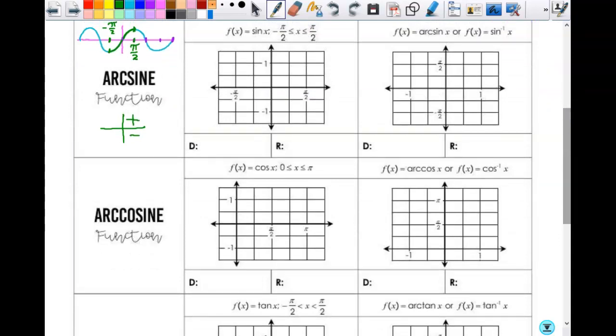So at negative pi halves, what is the sine value? Negative 1. At pi halves, we're at 1. And then at 0, we're at 0. And it's this piece right here, so it looks like this. And the way it curves is important there. So for this little piece that I just graphed, what is the domain? Negative pi halves to pi halves. Do I include the pi halves? Yes, I do. What is the range? Negative 1 to 1.